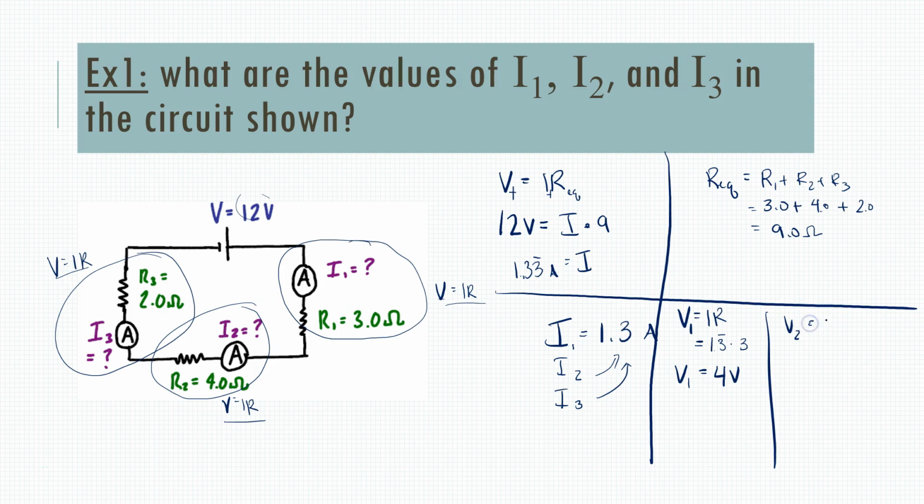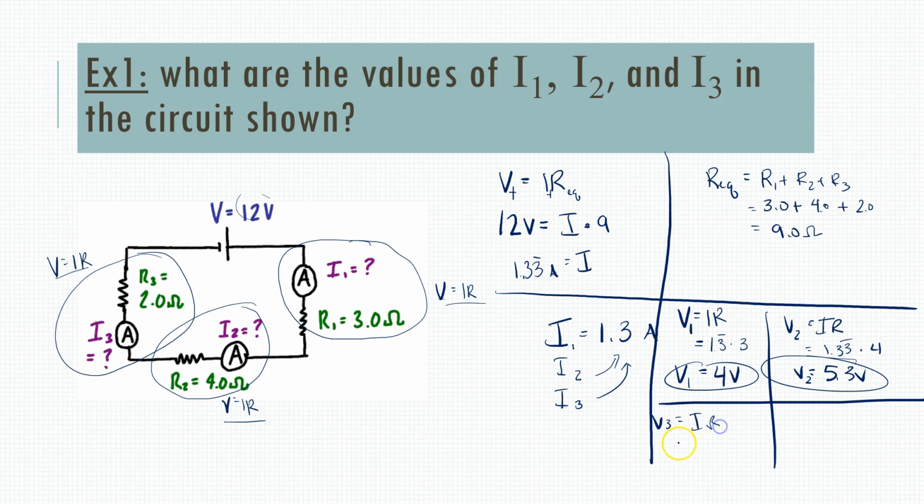What about V2? Well, V2 is another IR problem. What do I know about it? We know the current is 1.3 repeating times 4. So 1.3 whatever times 4, we get 5.3. So it's 5.3 volts right here at V2. V3, we would do the same thing, IR. Well, I is still the 1.3 repeating times 2. So of course that's going to give us 2.7 volts, right? Rounded to 2 sig figs.